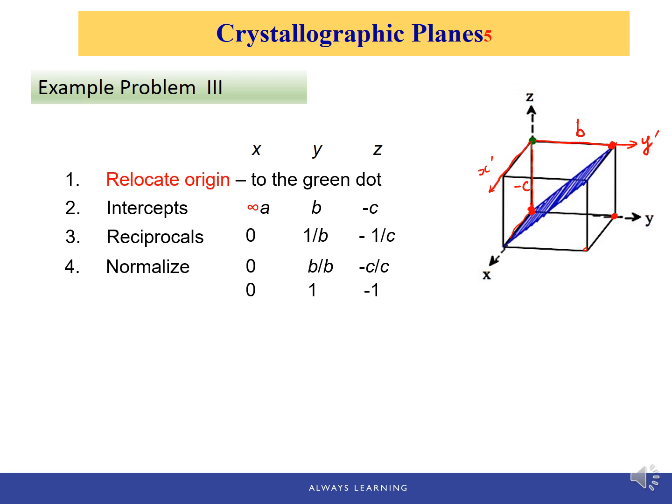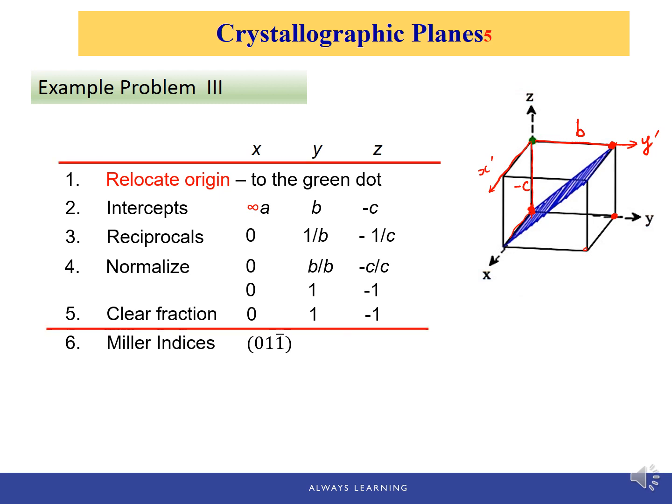Step 5 is to clear fractions if we have any, but again we do not. The last step is to enclose the 3 integers in a pair of parentheses. For the negative numbers, we need to put a negative sign on top instead of putting the negative sign in front of the number.